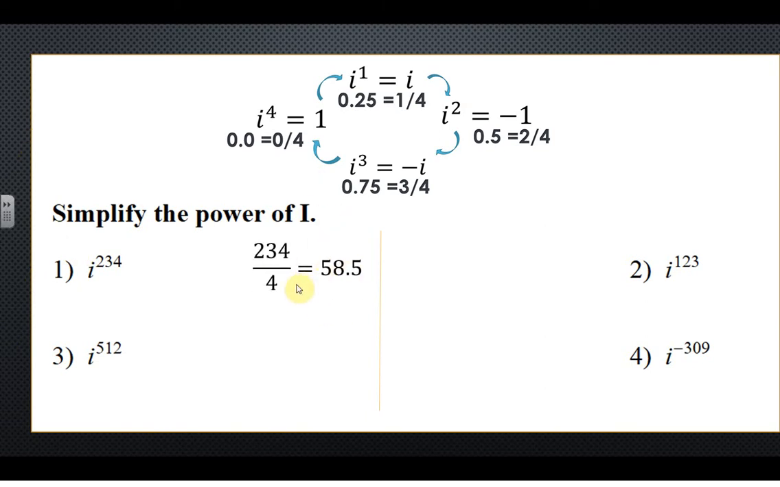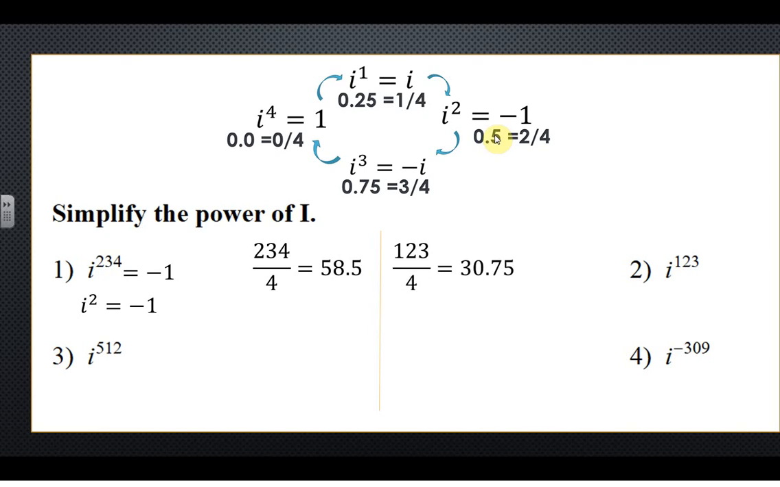58.5. Now, when using the Inspire, please remember the easiest way to get a decimal is to do 234 divided by 4 and then put a decimal point right next to the 4. When you hit enter, the decimal comes out. So 0.5 means that you are at i squared, and i squared is equivalent to -1. So i to the 234 is equivalent to -1, because it's a cycle, the power of i, people.